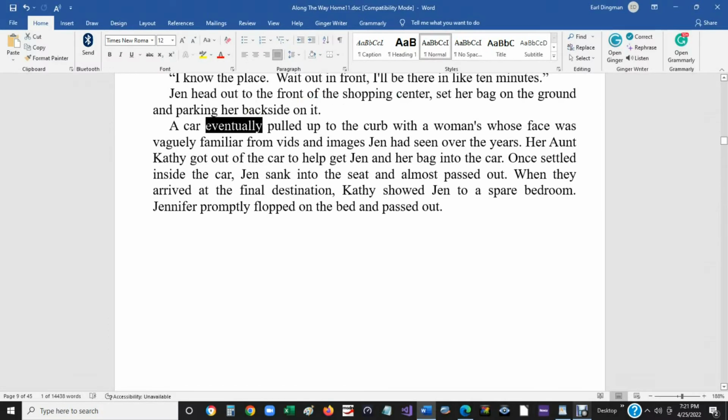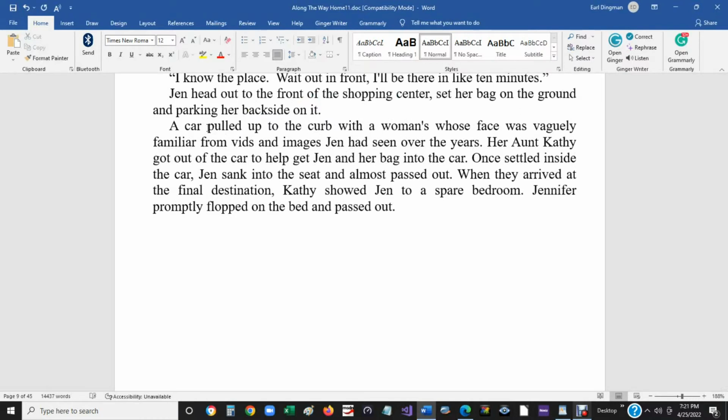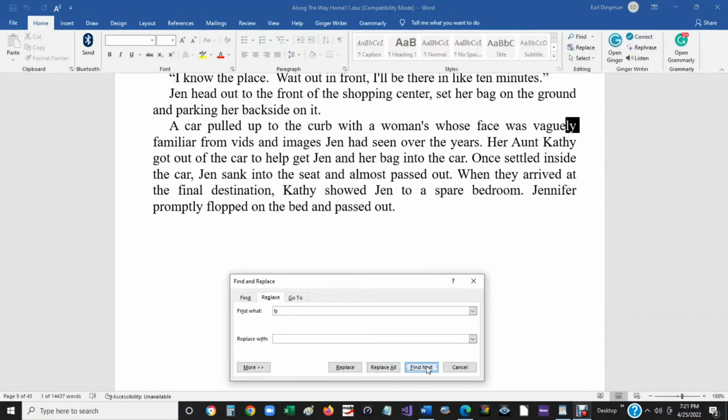Now, Jennifer is new here. She's just come into town for the first time. She has really not met her aunt before, but has seen pictures of her and videos of her. So her face is vaguely familiar. Vaguely is an ly word. In this case, it works. So let's leave it. "Jennifer promptly flopped on the bed and passed out." She is very tired. Promptly, again, modifies flopped very well in this case. She's not like a kid coming home from school who just flops on the bed and clicks on the TV set or clicks on the arcade game and looks at it.